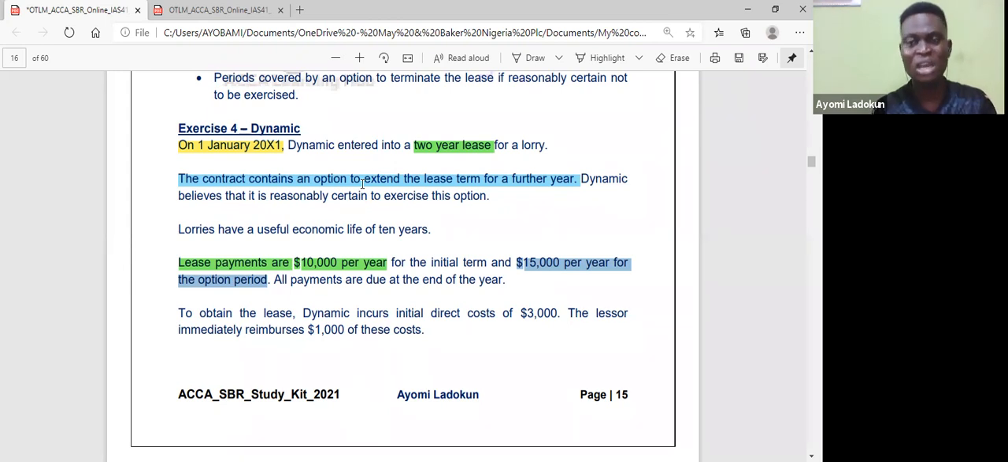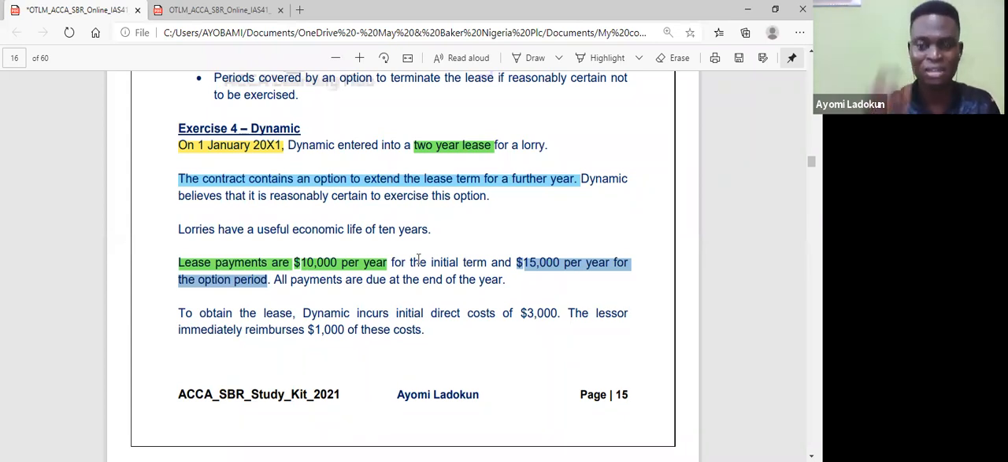Then I ask again, do you have an option to purchase the asset, and is it reasonably certain it's going to be exercised? He did not tell me. Okay, he didn't give me any figure for that. I move on. Then the last one, do they have termination penalties? He didn't tell me I'm going to terminate. So obviously, in this question, I only have my fixed payment. Okay, so I have 10,000 year 1, 10,000 year 2, 15,000 year 3. So I go to my table, I slot it in.